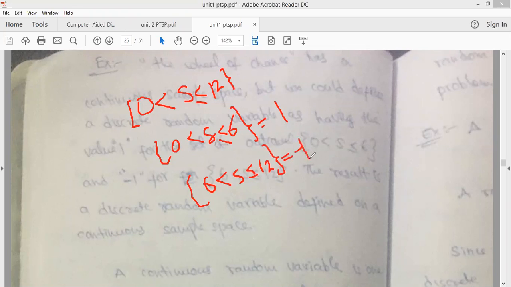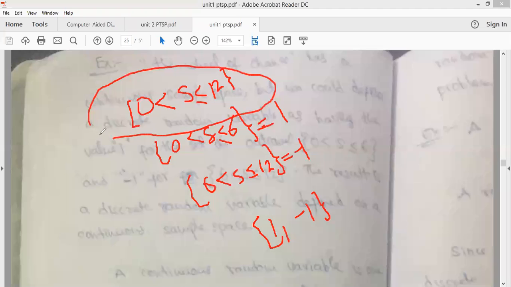Now if you observe the random variable here, it has only two values, 1 and -1. How did we get this? We got this from a continuous sample space. Representing the sample space like this is called a continuous sample space. Like that, we can obtain a discrete random variable from a continuous sample space, a discrete sample space, or a mixture of both continuous and discrete sample space.